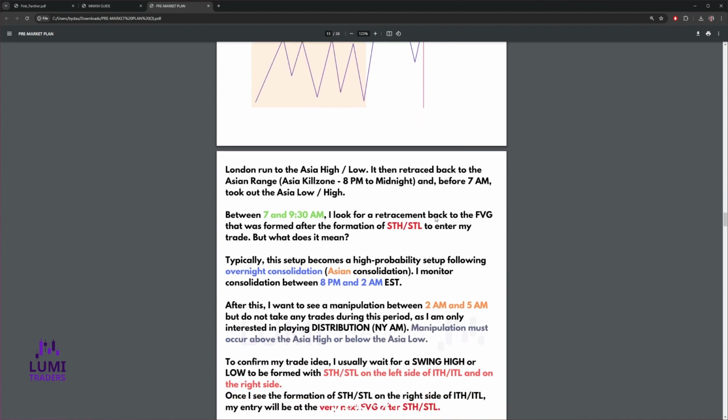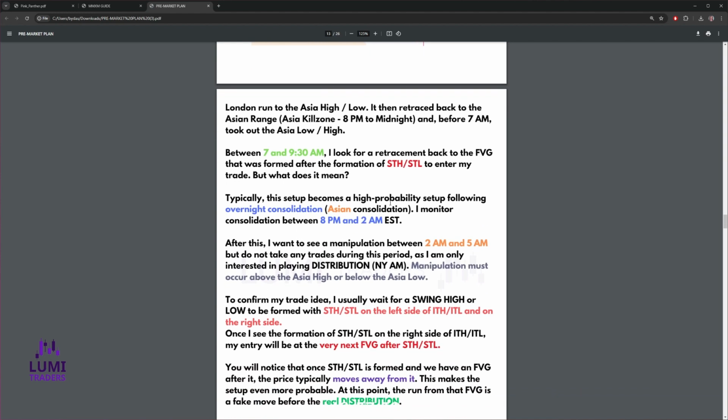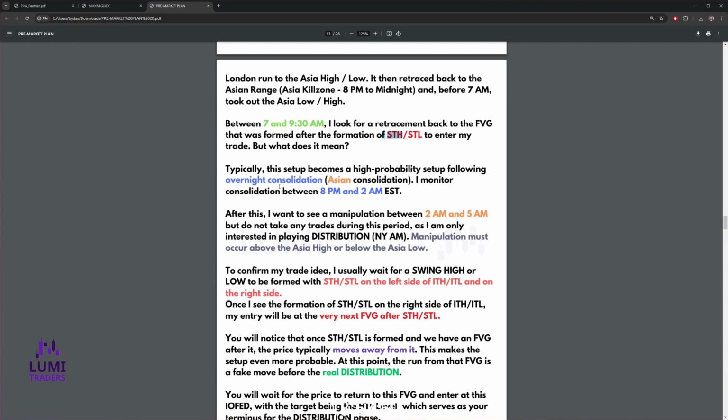But if this level was taken before 7 a.m., what do we want to see? Between 7 and 9:30 a.m., I look for a retracement back to the fair value gap that was formed after the formation of short-term high, short-term low, in this case short-term high, to enter my trade. What does it mean? Typically, this setup becomes a high probability setup when we have overnight consolidation, ideally Asian consolidation, but I usually look at a range between 8 p.m. and 2 a.m., basically until the London kill zone.